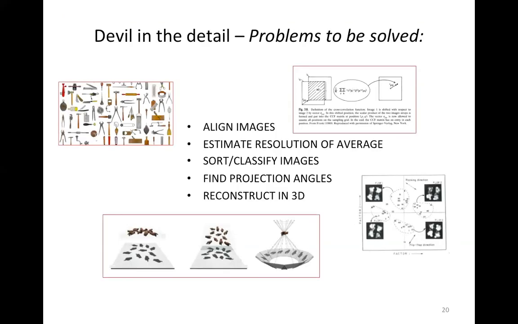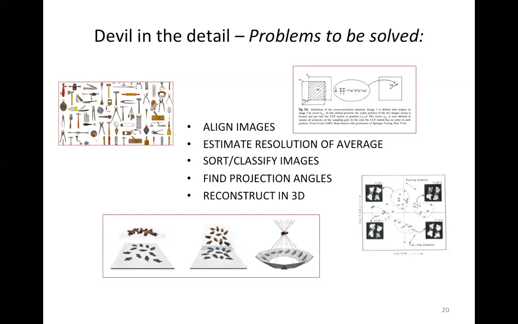So now we have something that is supposed to work, but there were no programs available. The devil was in the detail. The problems that needed to be solved were alignment of images, and I had a procedure for that; the estimation of resolution of an average, so that we have really a way to talk to each other as scientists in different groups. We have to agree on what we accomplish. It's not just a subjective matter. We have to have a tool to sort and classify images because we cannot simply go by the assumption that they're all the same.